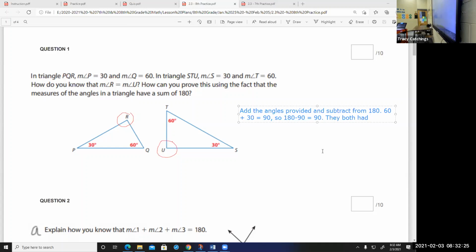Got the drummer in the chat box trying to get you a few participation points. Gotcha. They both had, from what we can see, only 60 and 90 degrees. So common sense would tell me that the other one, if I subtract, will be the same for both because they both had the same two angles.